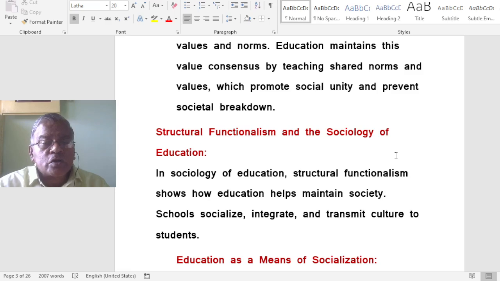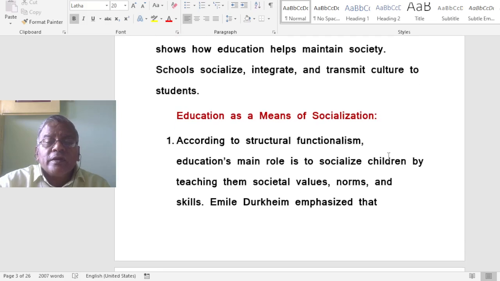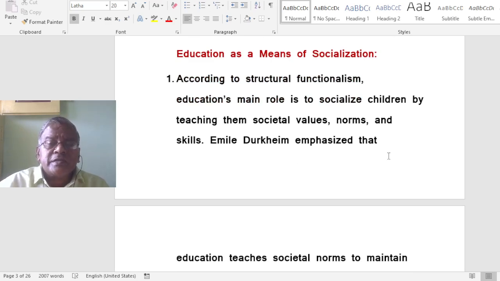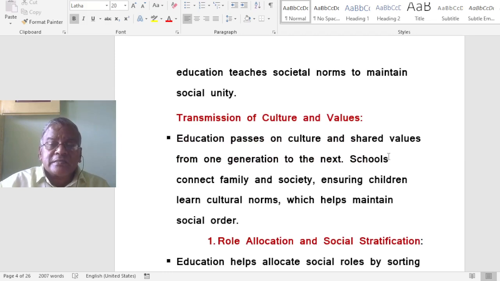Structural functionalism and the sociology of education, how they are interrelated. In sociology of education, structural functionalism shows how education helps maintain society. Schools socialize, integrate, and transmit culture to students. Education as a means of socialization. According to structural functionalism, education's main role is to socialize children by teaching them societal values, norms, and skills. Emile Durkheim emphasized that education teaches societal norms to maintain social unity.